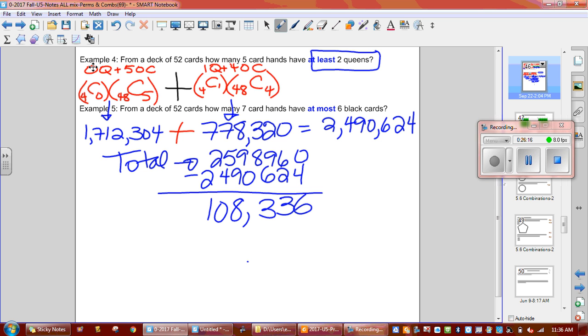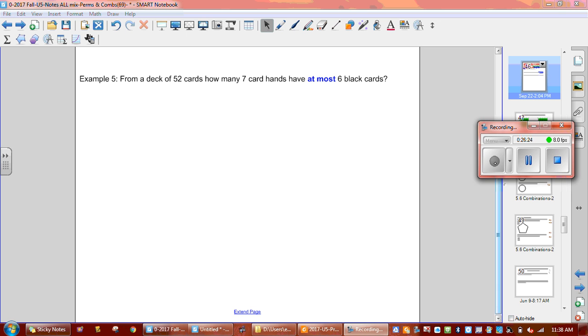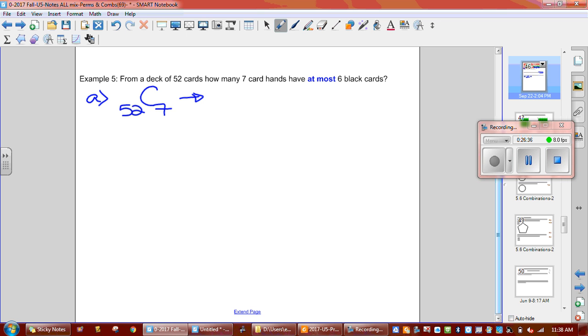Number 5 changes. Part A, we need to find the total number of 7-card hands you can have. So we're going to go 52 choose 7. That's how many 7-card hands are possible. Okay? And we need that first. So, how many 7-card hands are possible? It's huge. 133,784,560.